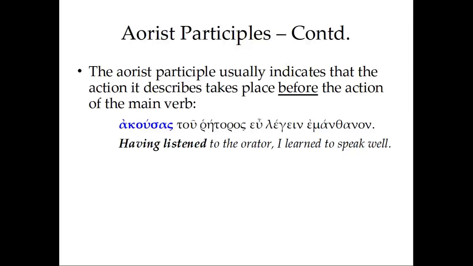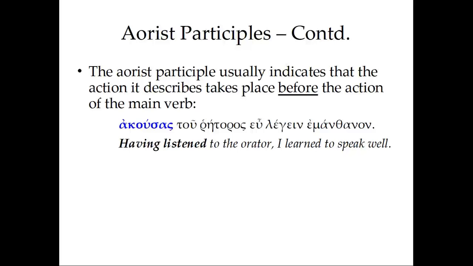And we know it couldn't actually be they learned to speak well. If it were, we would not have the singular masculine nominative form for the participle. That participle would have to agree with the subject. In the nominative, it would have to be plural. It would be akousantes. So that helps us resolve the ambiguity inherent in the verb there. But as you can probably tell, this isn't a very good translation. Having listened to the orator, I learned to speak well. Doesn't sound very good in English, partly because we don't use participles as frequently as they did in Greek.